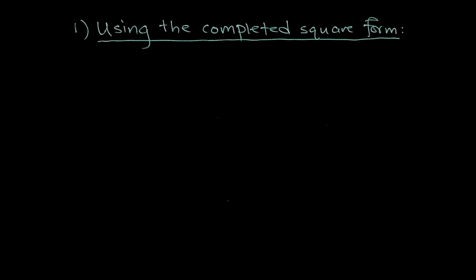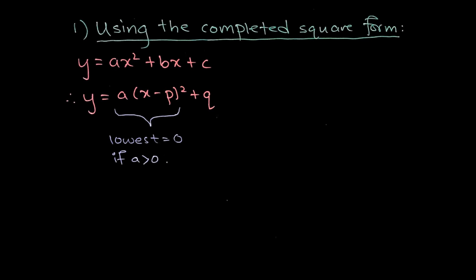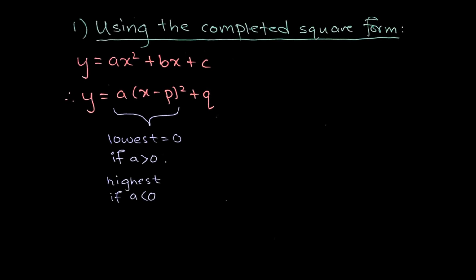In the completed square form, we will express the equation y = ax² + bx + c in the form y = a(x − p)² + q. In this equation, the part inside the bracket can never be negative due to the presence of the power 2. This means that the lowest or highest value of y takes place when the part inside the bracket is 0. For a greater than 0, the curve has a minimum turning point, for which the lowest value of a(x − p)² will be 0. And if a is negative, that means the curve has a maximum turning point. In that case, the highest value of a(x − p)² will be 0.